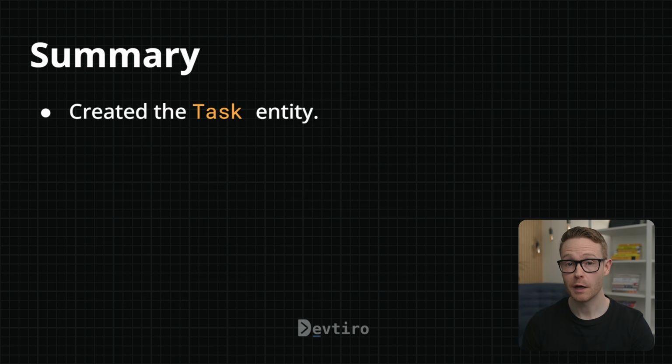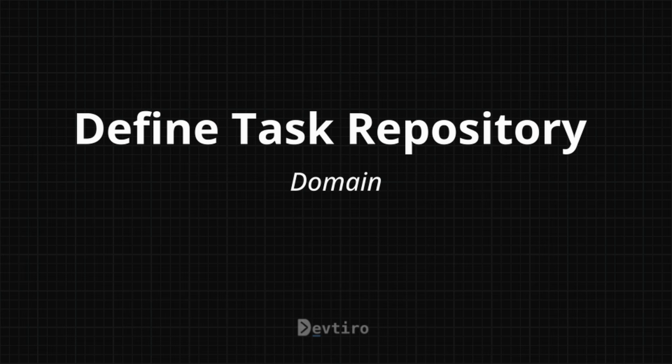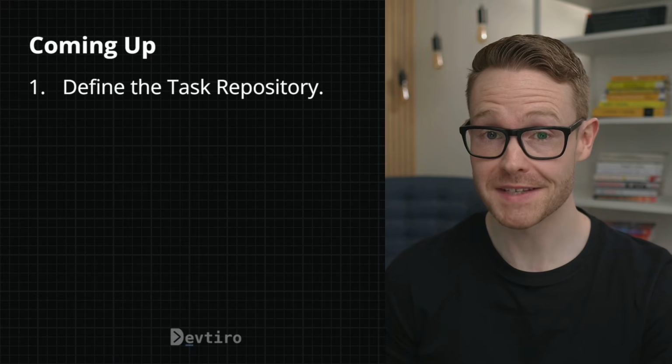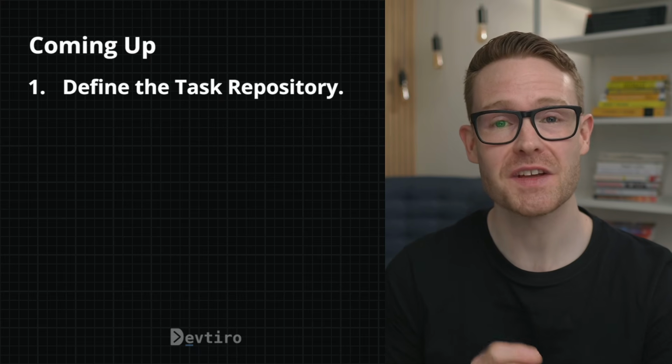So in summary, we created the task entity. An entity by itself is little good. So let's create a repository so we can use our entity to interact with the database. So here's what we have coming up in this lesson. We're going to define the task repository, and that's it. So let's get started and define the task repository.